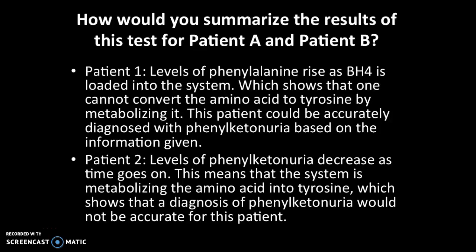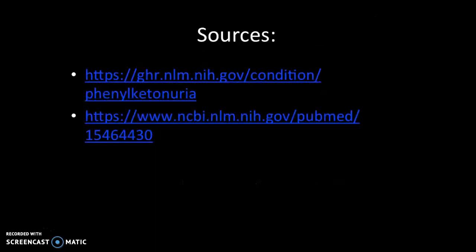On the other hand, for patient B, the levels of phenylalanine decrease as time goes on. So this means that the system is metabolizing the amino acid into tyrosine, which shows that this diagnosis would not be accurate, because in that diagnosis, they are unable to do that. Those are my sources for the second one.